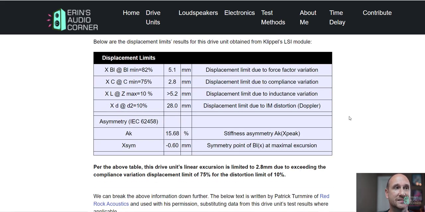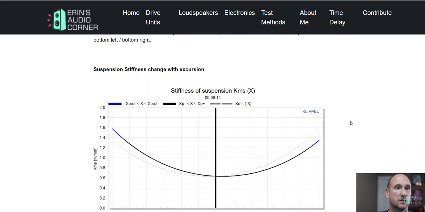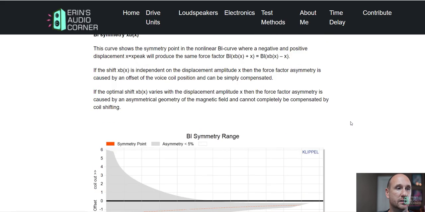So per the IEC standard, using my Klippel Analyzer 2 with the LSI module, I determined that the maximum one-way linear excursion is 2.8 millimeters, and that's very, very low for a 6-inch driver. But let's go down and look at some of the other things that I do like about this speaker, and we'll have a better understanding of how best to use it.